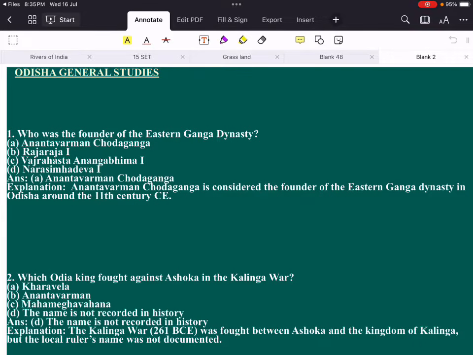Question number 1. Who was the founder of Eastern Ganga dynasty? That is option A, Anantavarman Chodaganga.